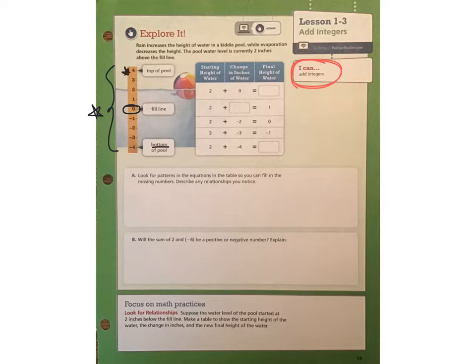So take a look at the table. We have the starting height of water, which is at 2 inches above the fill line. So that's that 2 right here. The change in inches of water is going to tell us how that water is either increasing or decreasing in height. An increase of height would be a positive number, while a decrease in height would be a negative number. And then our final column here talks about the final height of the water. So we have a couple of values in the table that are missing. Pause the video, see if you can fill in the table, and then come back and let's talk and check your answers.